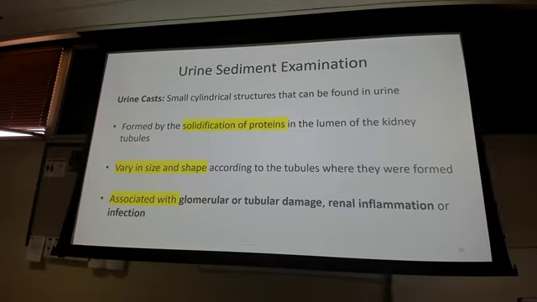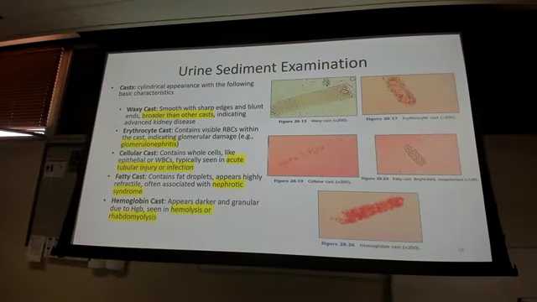Urine casts. They're small cylindrical structures that are found in urine, and they're made of proteins. They vary in size and shape, and they could be associated with tubular damage, renal inflammation, or infection. So here are some pictures of some casts. And you know which one I really like, y'all? I really like that waxy cast, so you might want to know what that is. Waxy casts are smooth with sharp edges and blunt ends, and a lot of times they indicate kidney disease, right?